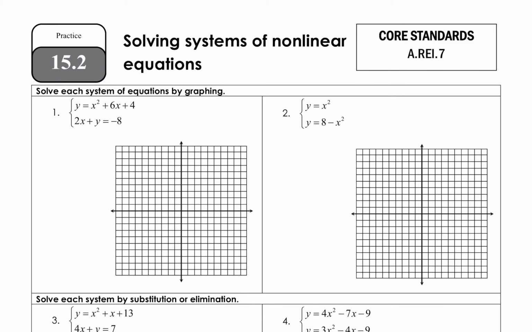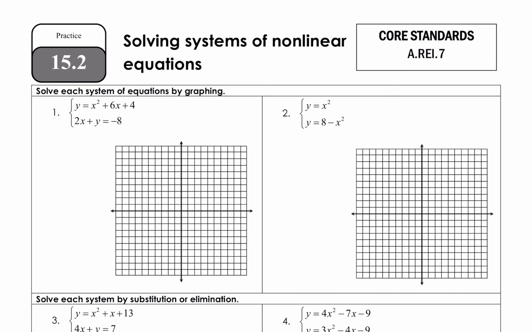Okay, today we have a very short lesson on solving systems of nonlinear equations. If you remember, last time we solved systems of linear equations. Now, they don't have to all be linear equations. We can still solve them the same ways as before. We can use graphing, substitution, or elimination.